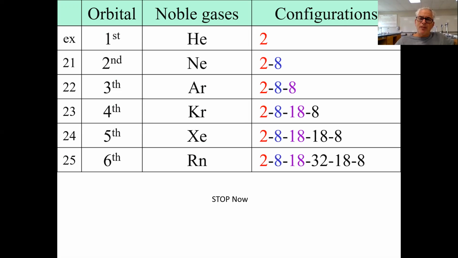But then watch what happens. Holy smokes. The first 2 orbitals are the same, 2-8. The third orbital is 18. That fourth orbital stretched again to 32. The fifth orbital stretched to 18. And then radon has 8 in its 6th orbital.